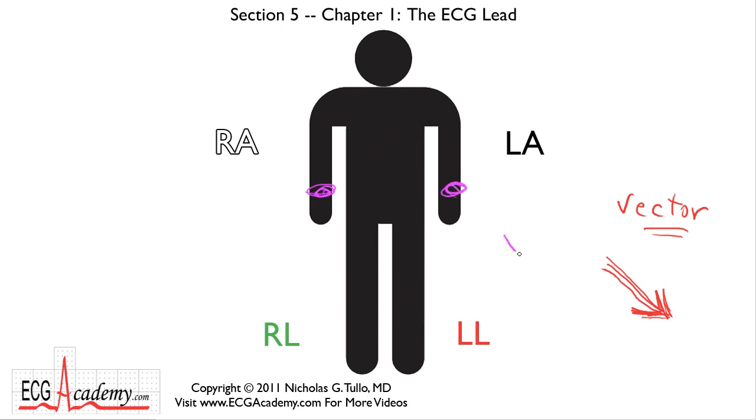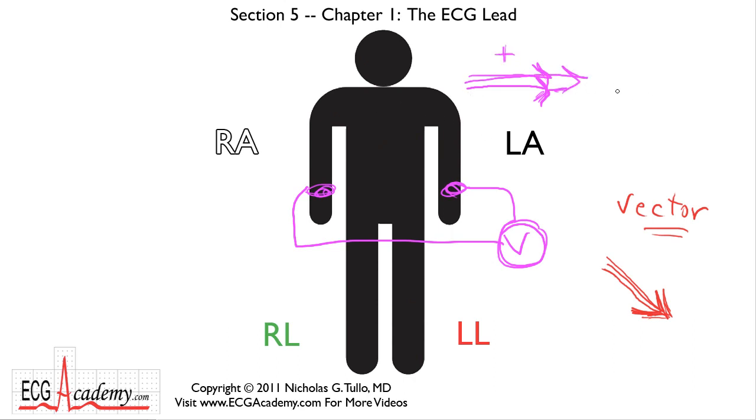So imagine that voltmeter now is connected to the right arm and the left arm. The way the polarity is set up in the machine is that signals that are traveling in this direction from the right arm to the left arm will be inscribed on the paper as a positive deflection. Okay, so any signal that's traveling from right to left is going to look upright on the ECG.